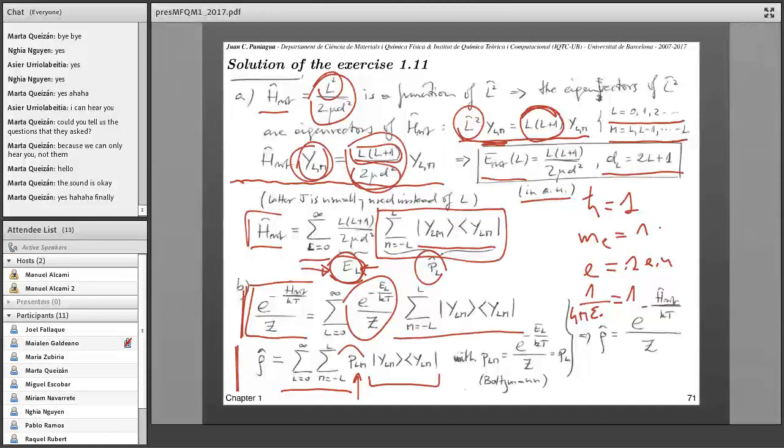So these are the Boltzmann terms, which in fact depend only on L, and so this probability can be put outside the sum over L, and we obtain exactly the same result that was previously obtained. So these two operators are the same.